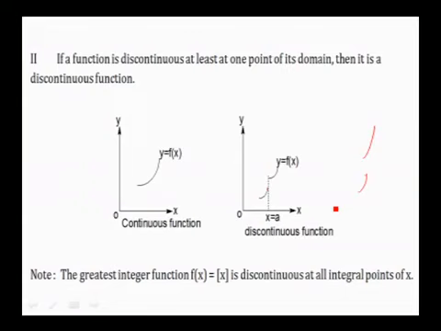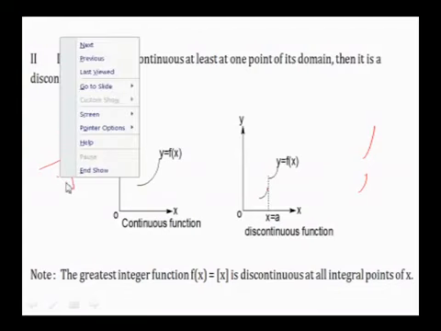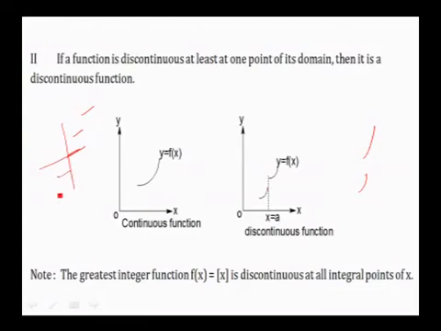So the greatest integer function f(x) is equal to integral part of x is discontinuous at all integral points of x. If you take the greatest integer function and draw its graph, it generally looks like this. You find that this is discontinuous at all these points. These integral points are 0, 1, 2, -1 and so on. So at all integral points it is discontinuous.